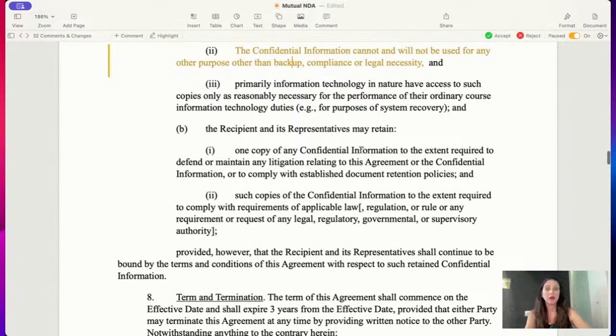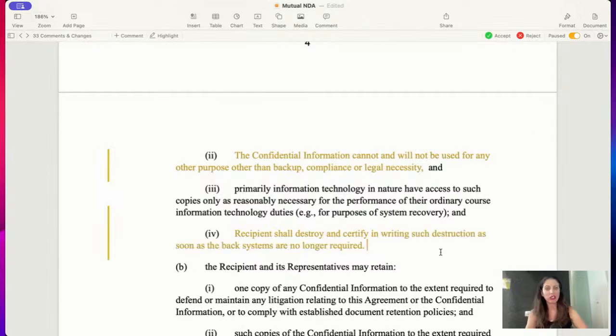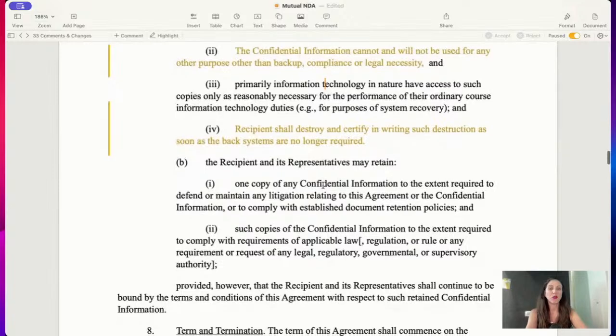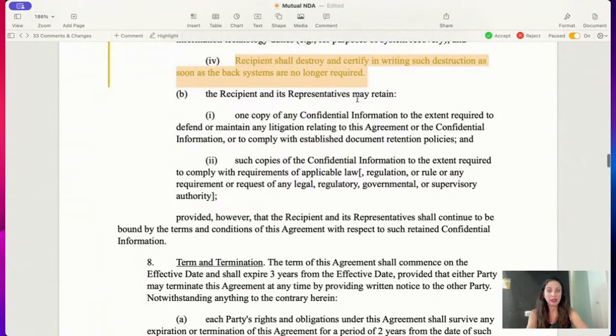The recipient and its representatives may retain to the extent required to defend or maintain litigation. Okay. Shall destroy and certify in writing. I'd usually clean that up a bit more. But I also want them to know that they still have to destroy it. Right? You don't get to keep it in backup form forever. And I'm going to copy paste this into here. Man, they have a lot of mess ups in this thing.